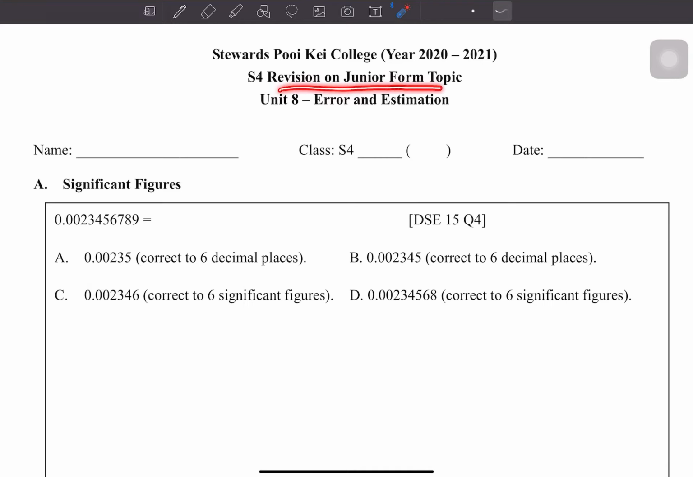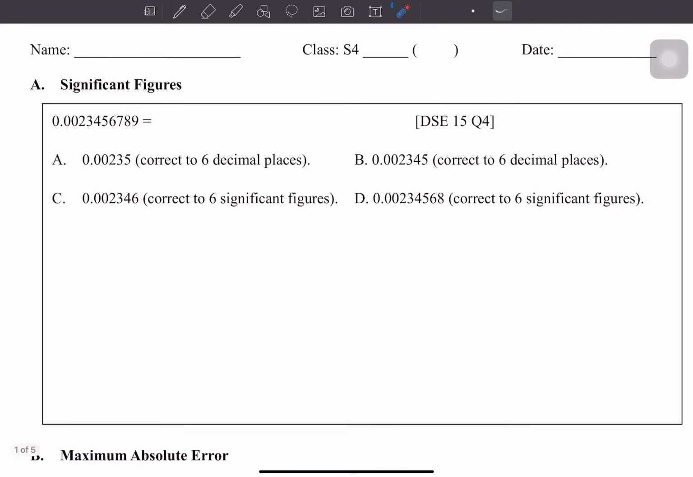Revisions on Junior Form topic. Unit 8. Error and Estimations. In S2, you have already learned how to do the estimations by considering the significant figures and decimal places. Remember, after you round off the number, then we have some error because that number is not the exact value. So this topic is related to estimation and error.